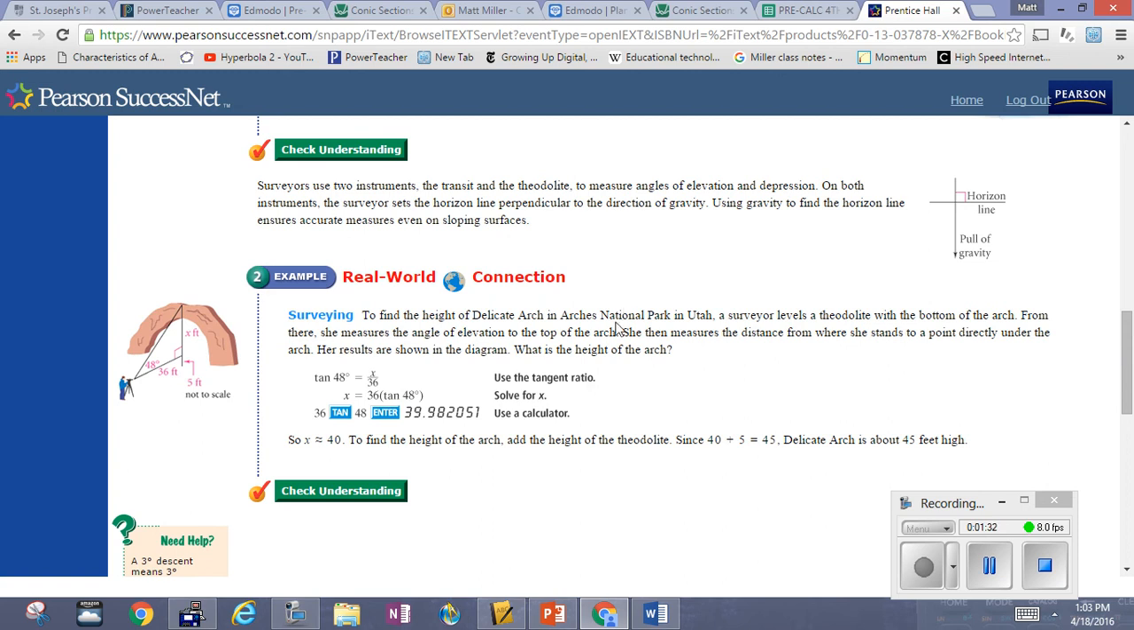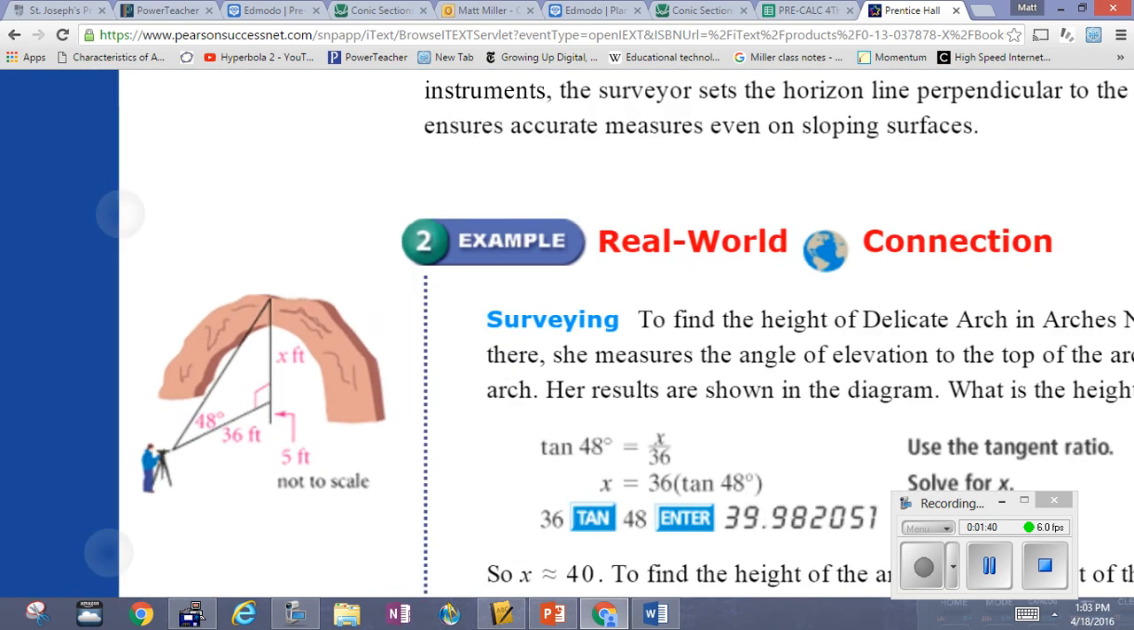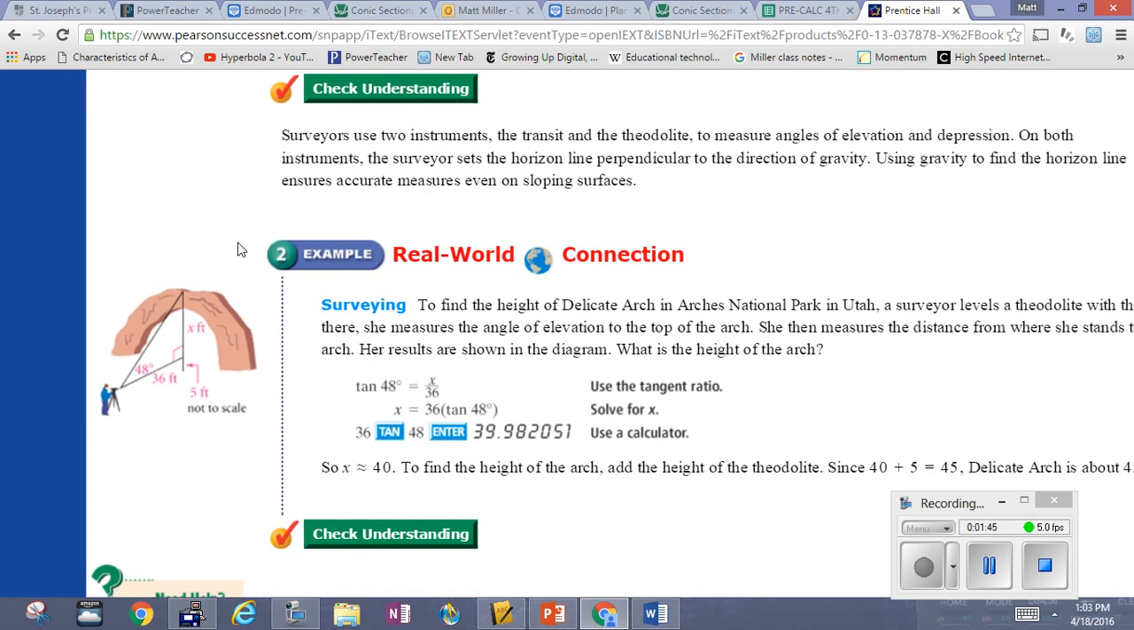Surveying. The surveyor uses an instrument over here on a tripod called a transit. There it is. What they are doing is trying to get an idea of the height of this rock, this arch. Never mind the fact that the instrument stands 5 feet tall; we'll take that into account in the calculations later.